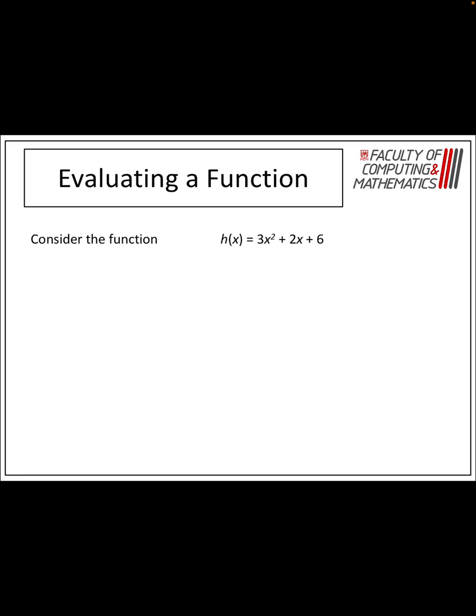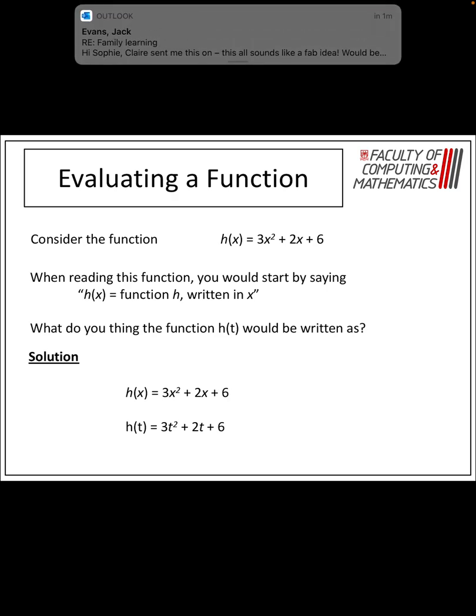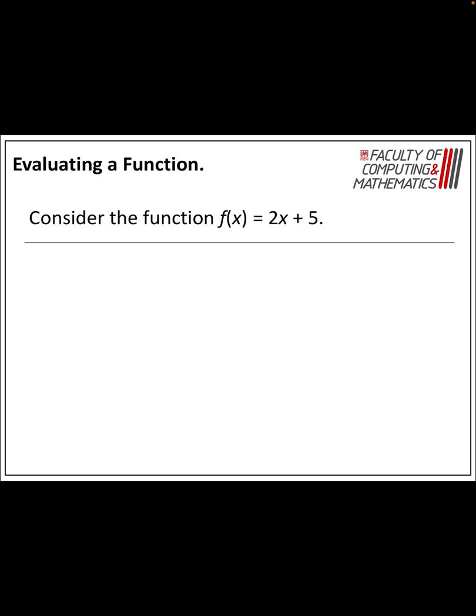Right, so consider this function, h of x is equal to 3x squared plus 2x plus 6. Okay, now as I've said, when you're reading it, you start by saying the function h is written in x. What do you think it would be if it was h of t? Now, a lot of candidates get confused when we start mixing up the letters, but literally all we're doing is instead of x, we're writing it with a t in it. We're substituting that t in every single time that we see an x. So h of x, all of it written in x. H of t, all of it written with t.